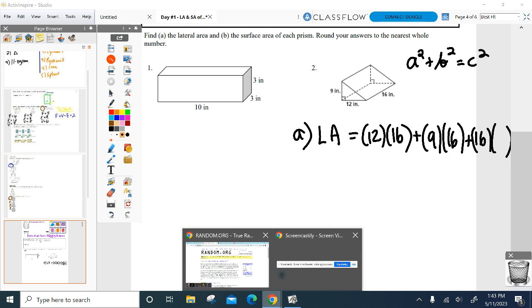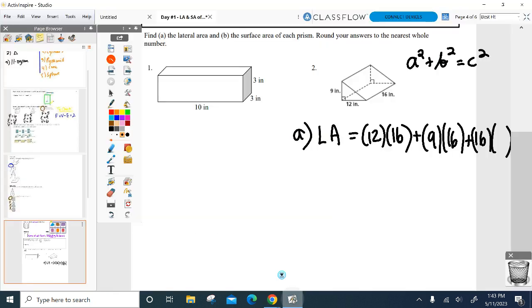Plug that 9 and 12 in then for me. Where's the 9 and 12 go? 9 plus 12. Or A and B. Yep. 9 squared plus 12 squared equals c squared. I'll let you guys do your magic, and you let me know what that other dimension is.